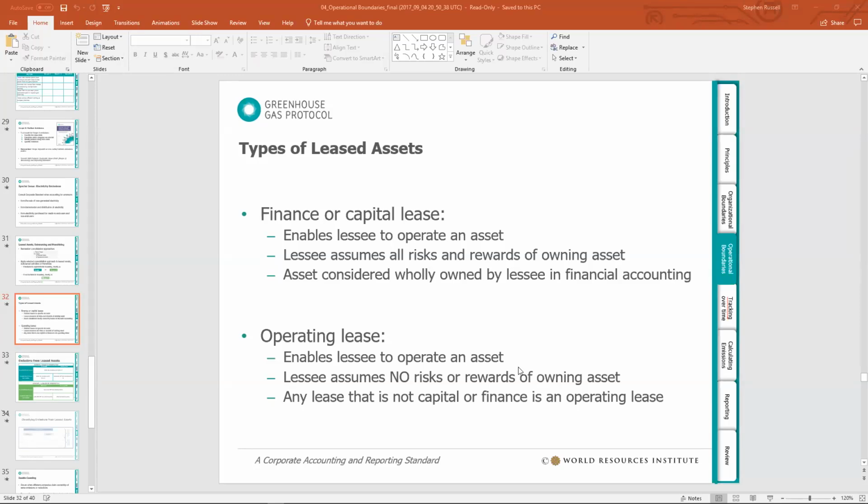And on Tuesday, we didn't get to the topic of leased assets, and I want to spend a few minutes on this because it's important to understand how to account for the emissions from leased assets. And doing so requires understanding the interplay between two factors, between the type of leased asset and the type of organizational boundary approach.